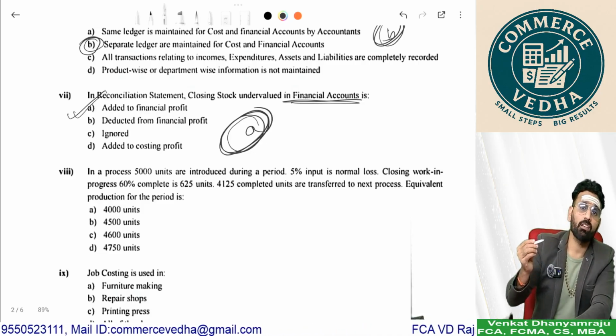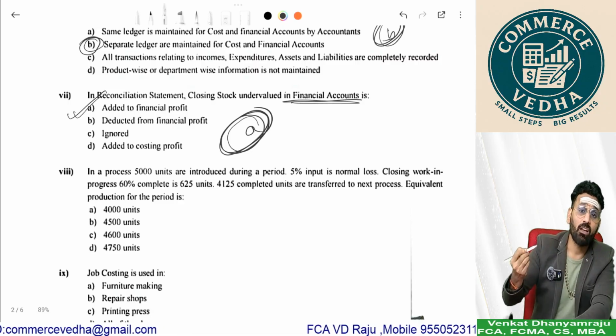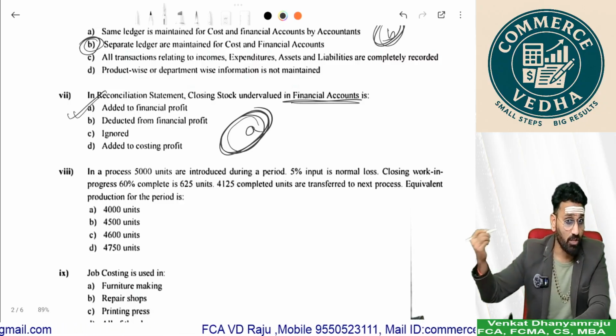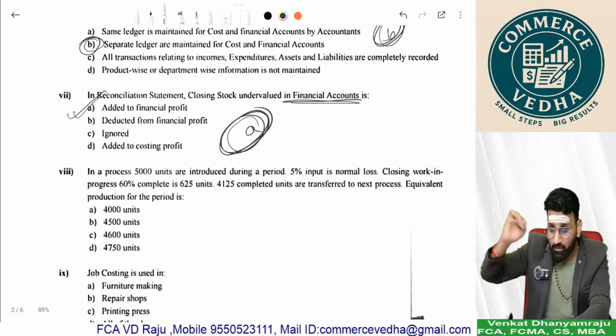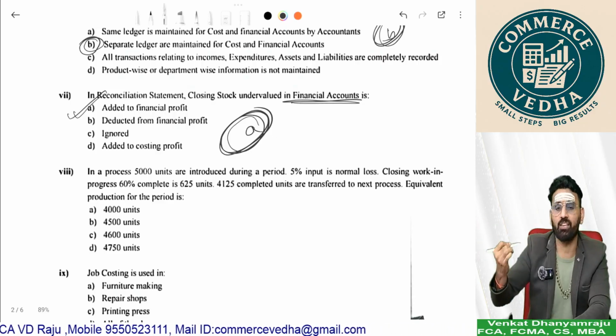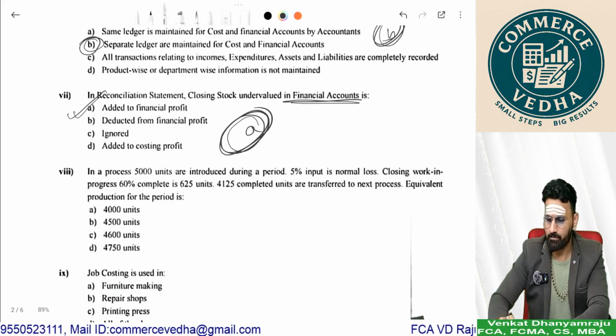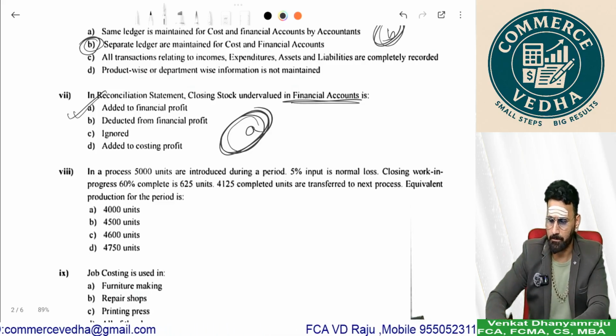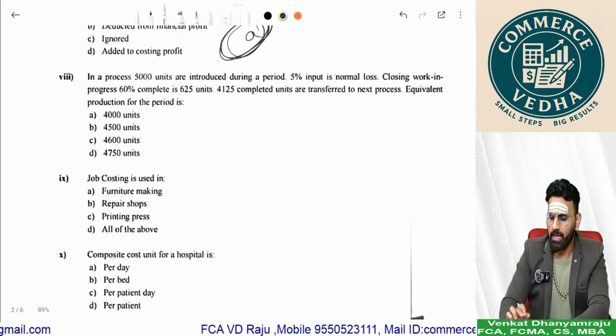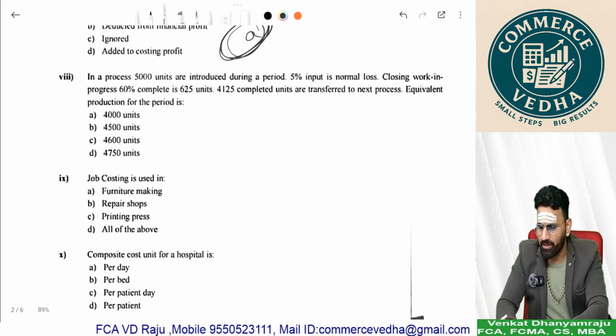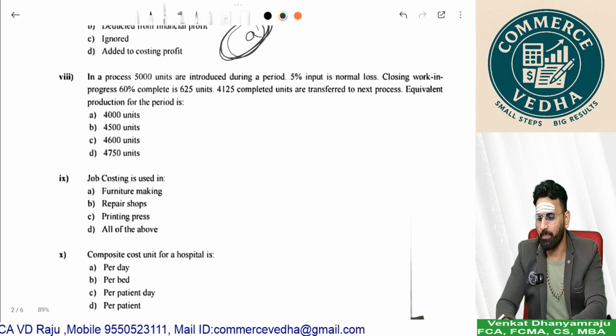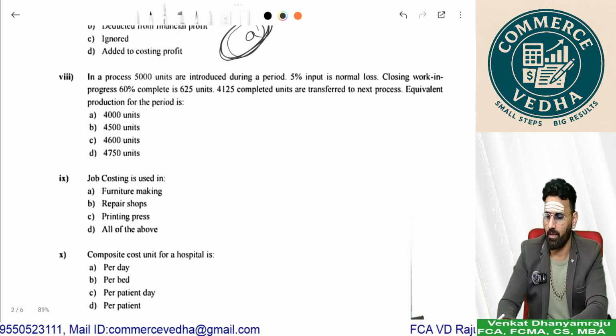Because when closing stock is valued less, financial accounting profit shows less, cost accounting profit shows more. To match with the cost accounting, we should increase the financial accounting profit. Add to financial profit. Then, in a process, 5,000 units are introduced and 5% is the normal loss.